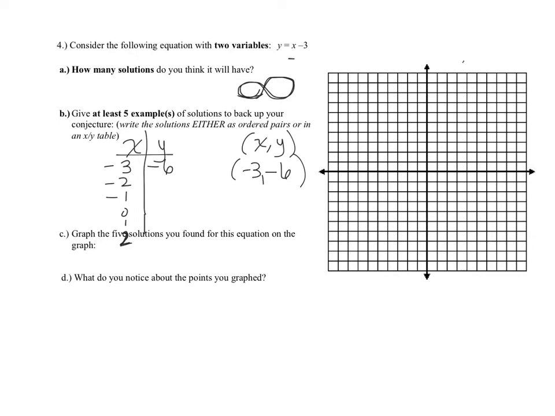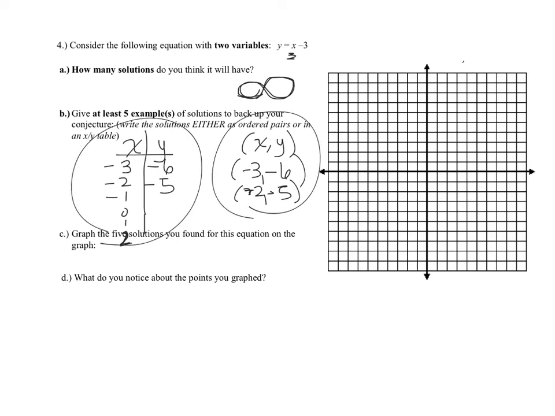If I plug -2 in for x up there, you do -2 minus 3. Well, that's -5. And so you have the ordered pair (-2, -5), right? So you write your answer like this, or you could write it like this. Come up with 5. You don't have to use my 5. Then when you're done finding 5, you need to graph them. My advice: this graph is a 10 by 10 graph, so I would make sure that I pick numbers that fit on my graph, right? So then you're going to graph them and then tell me what you notice about those points.